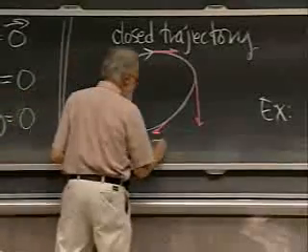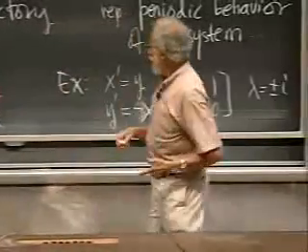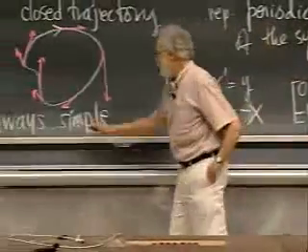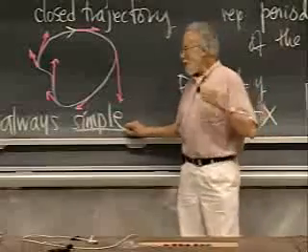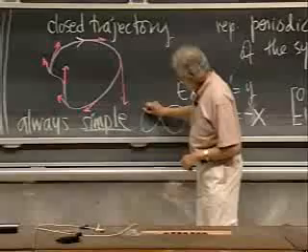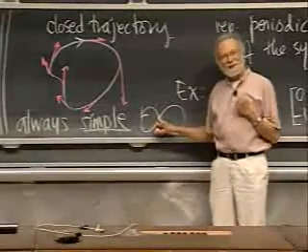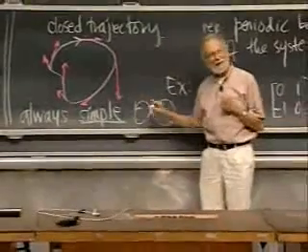Remember what that means from 18.02. Simple means it doesn't cross itself. Why doesn't it cross itself? It can't cross itself because if it tried to, what's wrong with that point? At that point, which way does the vector field go? That way or that way?